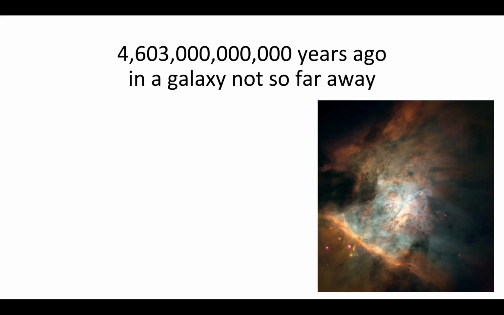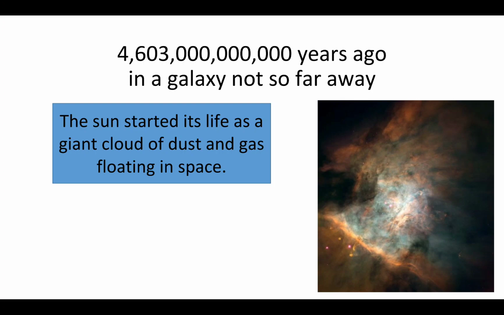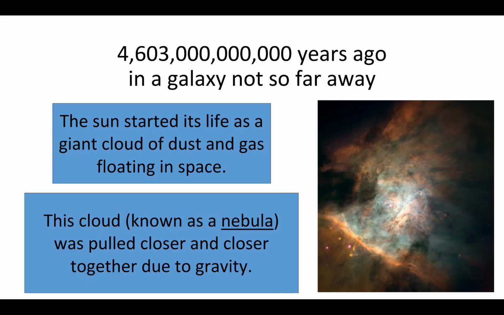Anyway, let's move on. So around 4.6 billion years ago, in a galaxy not so far away, as in our own galaxy, our sun started its life as a giant cloud of dust and gas, literally just floating in space, in a nebula, obviously which doesn't exist anymore, but in a nebula just like the Eagle Nebula. And the cloud, known as a nebula, not all of the cloud obviously, but a section of that nebula was pulled closer and closer together due to gravity. So all that matter that just floats around in space, gravity will start to act on it and pull it all in together. And that mass will increase at quite a drastic rate.